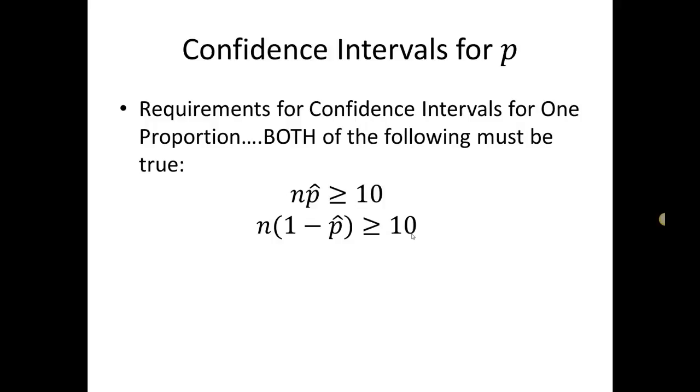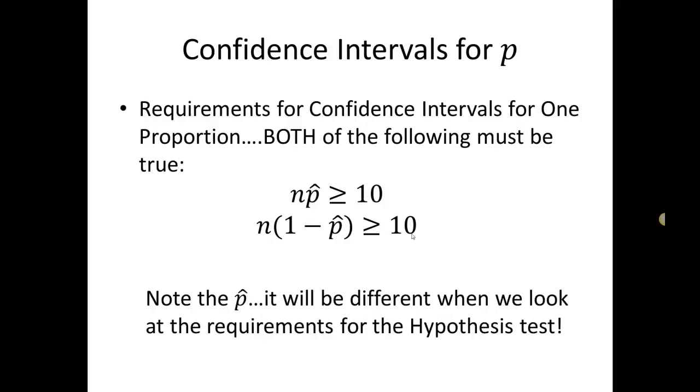The requirements for doing a confidence interval for one proportion are that both of the following must be true. n times p hat has to be greater than or equal to 10, and n times 1 minus p hat also has to be greater than or equal to 10. Pay special attention to the fact that we're using p hat here in these formulas, because it's going to be a little bit different when we talk about hypothesis tests in a couple minutes.